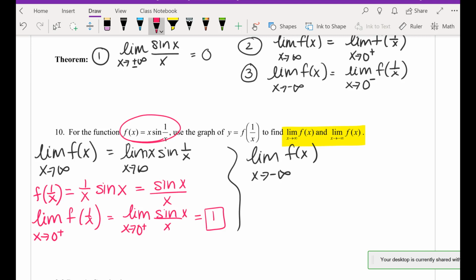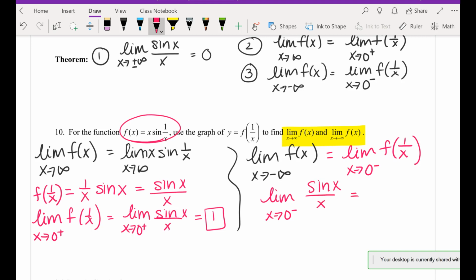Similarly to the right, instead of finding x approaches negative infinity, I'm going to use my theorem. X approaches 0 coming from the left of f of what? 1 over x. So that means the limit as x approaches 0 coming from the left of sine x over x. What is that answer? Also 1. So, there you go.